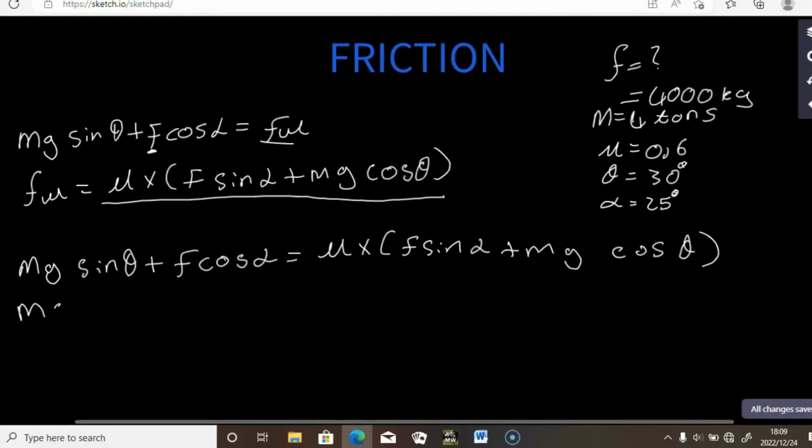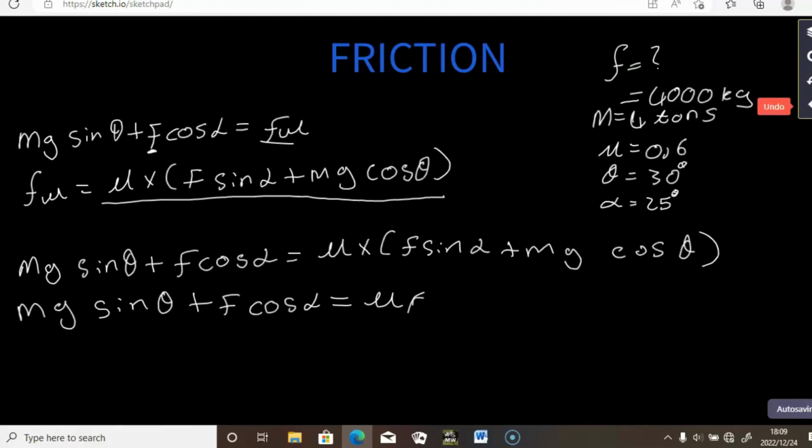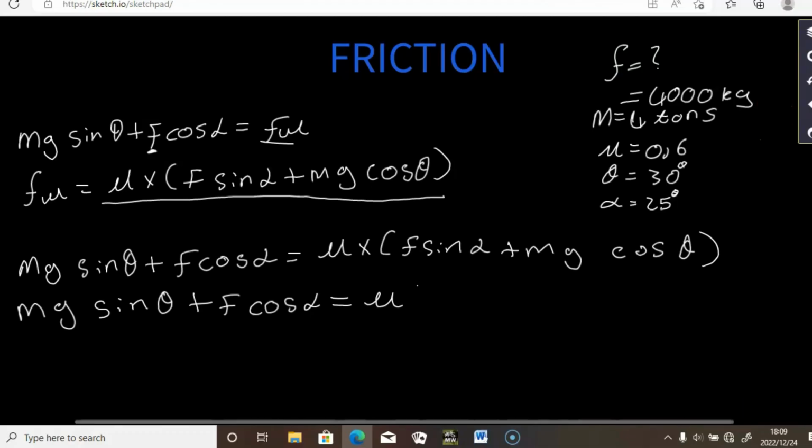I want to open the bracket here. It will be mg sin theta plus F cos alpha is equal to mu times F sin alpha, plus mu times mg times cos theta, mg cos theta.